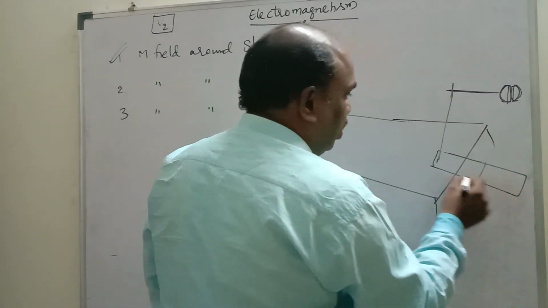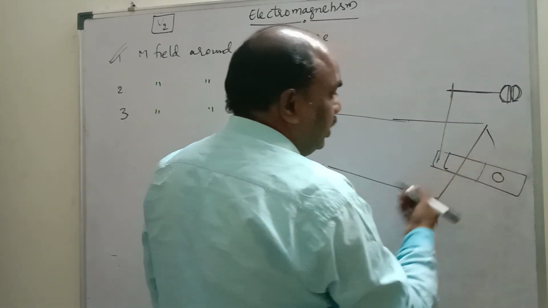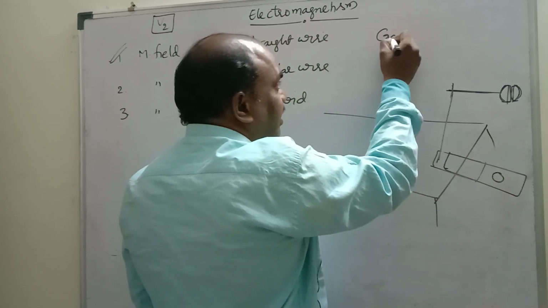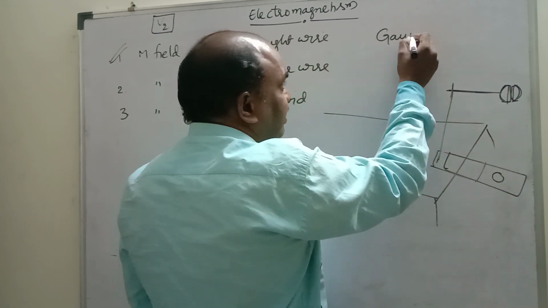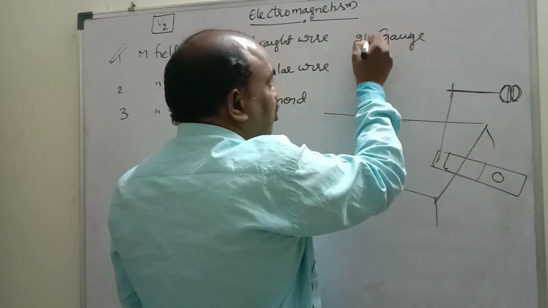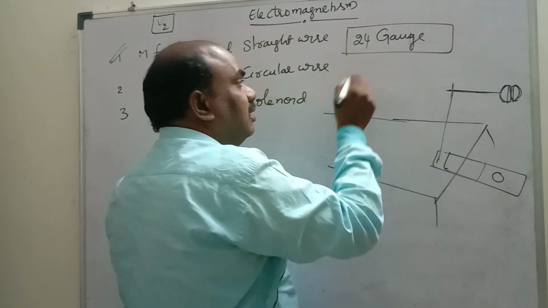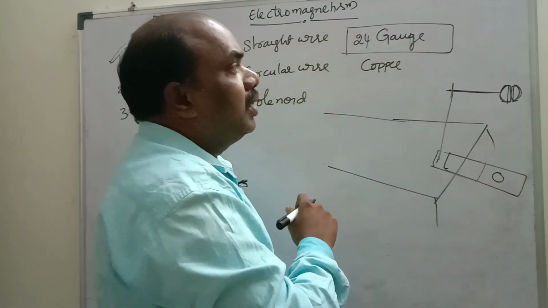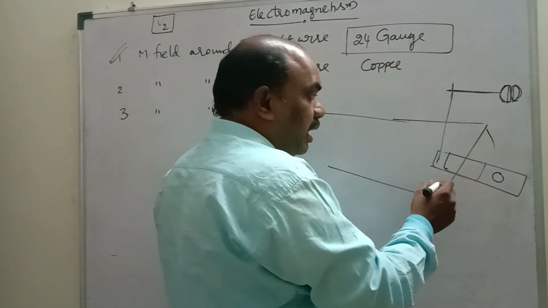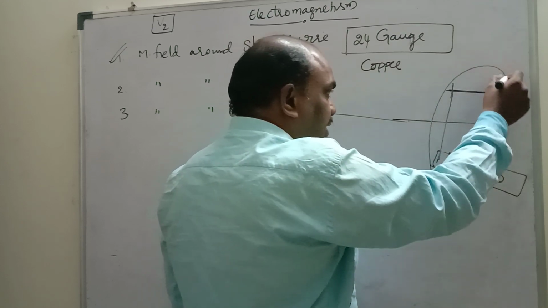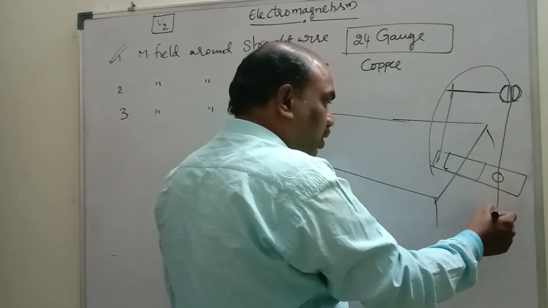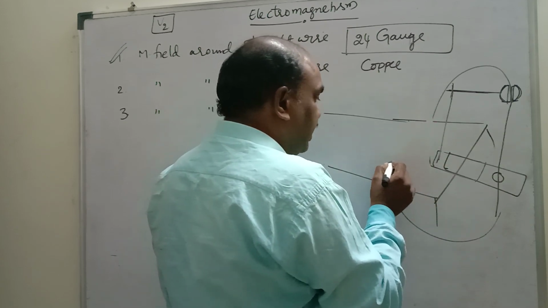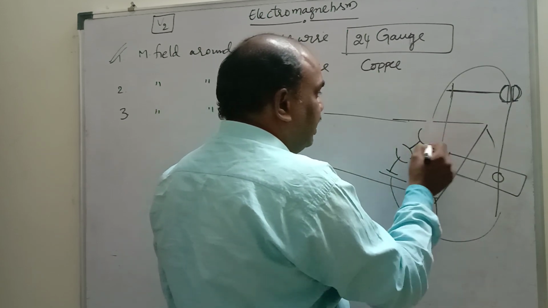Here place a cardboard and make a small hole in it. Take 24 gauge copper wire. Generally the thickness of wire is measured in gauge. This is 24 gauge. Gauge is nothing but thickness. 24 gauge copper wire we use in all experiments in electromagnetism. Now take 24 gauge copper wire, take it through these two rubber corks and this hole, and connect the two terminals to a battery, plug key and ammeter in series.